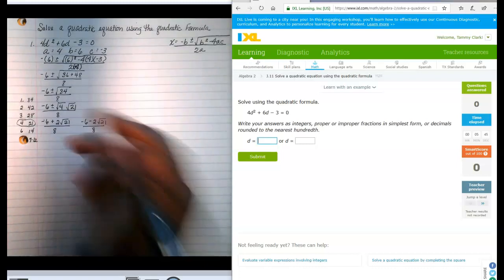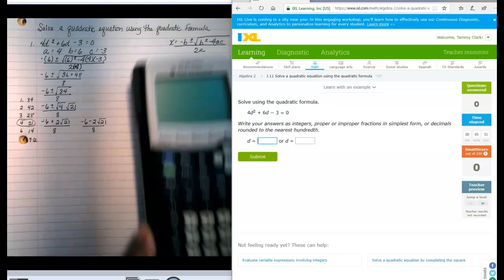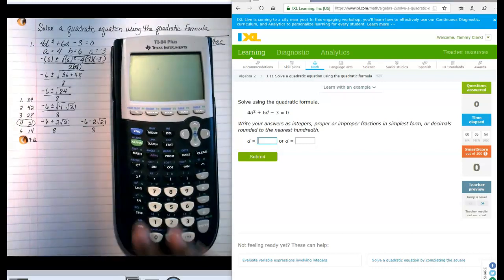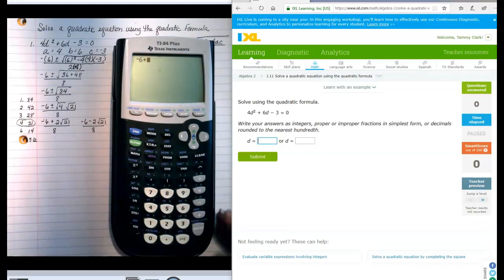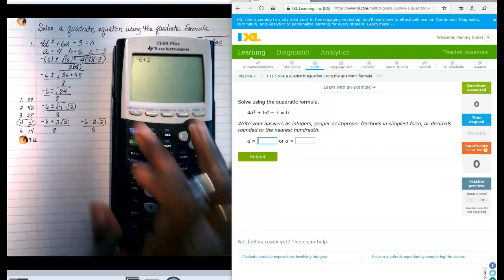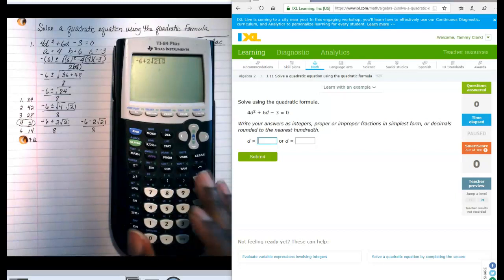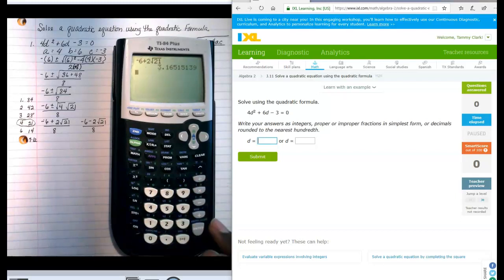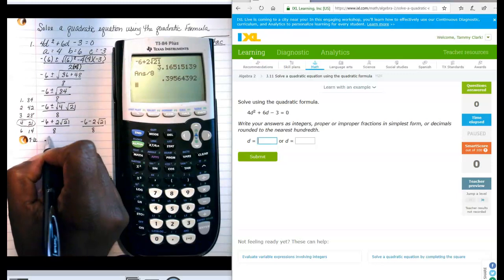And so what I'm going to do at this point is grab my calculator, because if you notice, the instructions do not allow us to put a root in. So we actually have to calculate it into a decimal. So I'm going to do negative 6 plus 2 times the square root of 21. Get that answer. And then I'm going to divide that by 8, and I get 0.395.